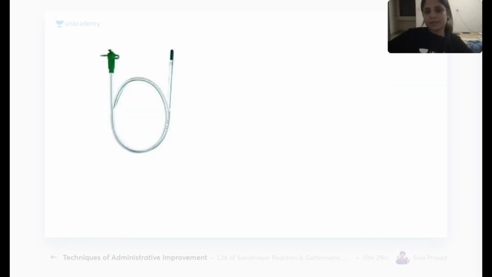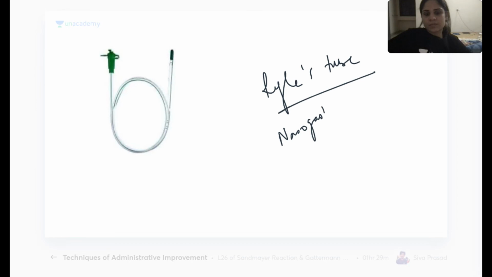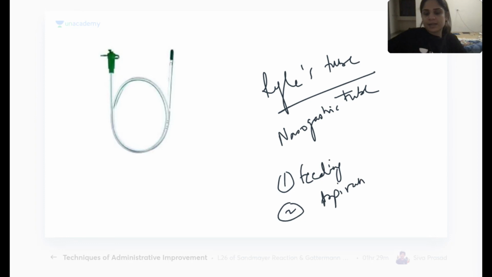Identify this. Now we all know this because you have seen the other brother of this. Yes, this is your Ryle's tube, also called your nasogastric tube. You all should know the sizes of the Ryle's tube. I have not added it over here, but you have it in different sizes, 10, 12, 14, and there are different colors of the Ryle's tube which indicate those different sizes. What is the use of the Ryle's tube? It is used for feeding the patients, and also for aspiration of gastric contents. Correct? What is the best method of confirming the position of the Ryle's tube?